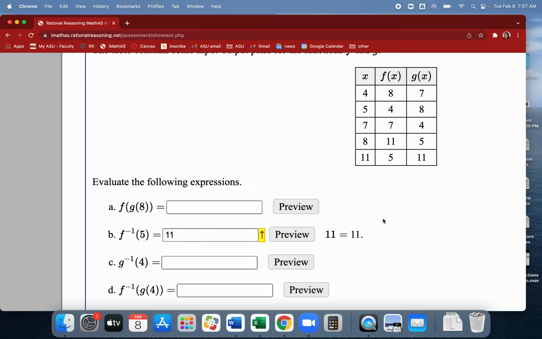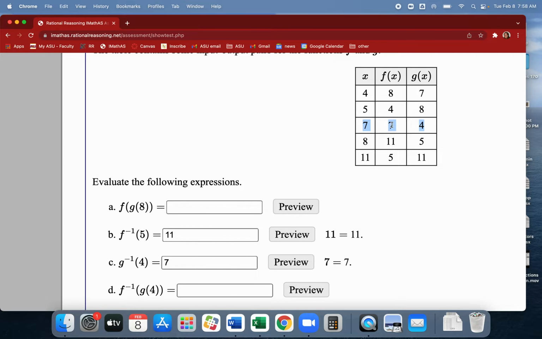All right, what about C? Anyone want to just shout out an answer? G inverse of 4 is 7. Because G of 7 is 4, right? G inverse of 4 is 7. Comes from this line here. Because G of 7 is 4.